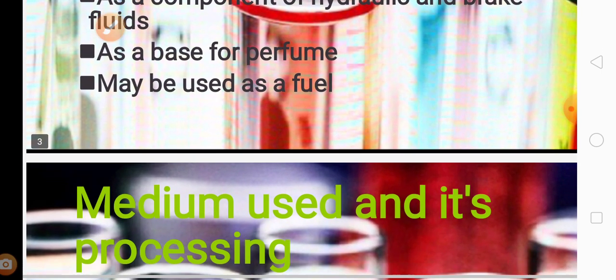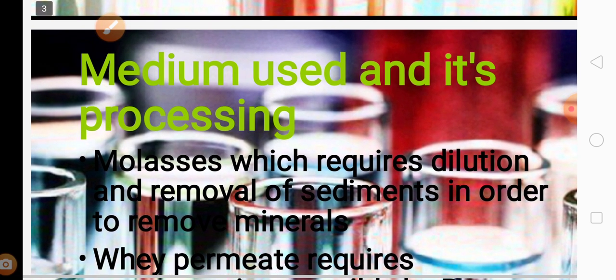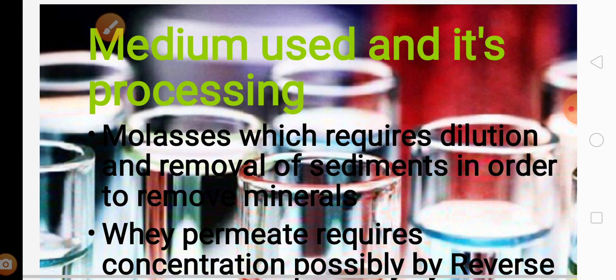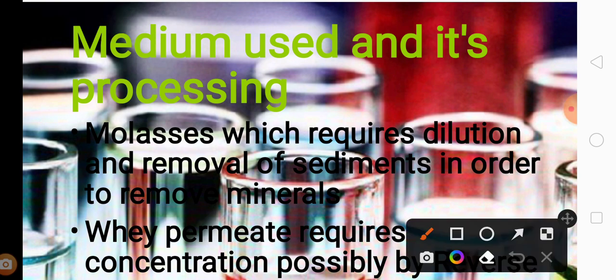Next, we move on to the fermentation process of butanol, and the first step that we will be considering is the medium that is used for its production. So, first is molasses. Molasses is used as a raw material for the production of butanol.